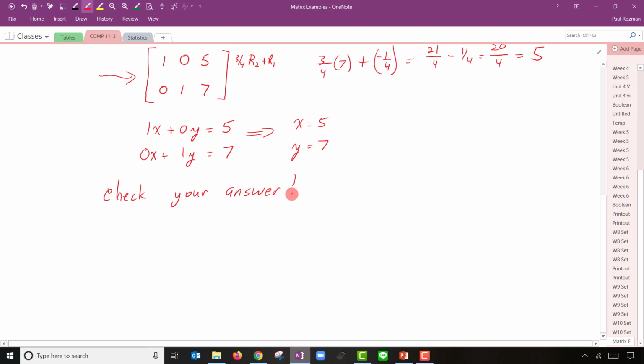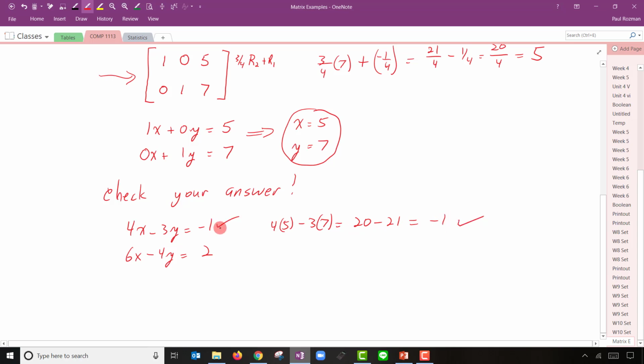We already did check it. Remember, our equations were 4x minus 3y equals -1 and 6x minus 4y equals 2. We're just going to plug in our values for x and y and make sure that they work. So when x is 5, the first equation will be 4 times 5 minus 3 times 7, which is 20 minus 21, which equals -1, which is what it equaled. And check the other one just to be sure. 6 times 5 minus 4 times 7. So we get 30 minus 28, which is 2.